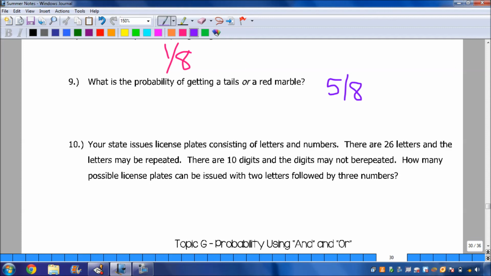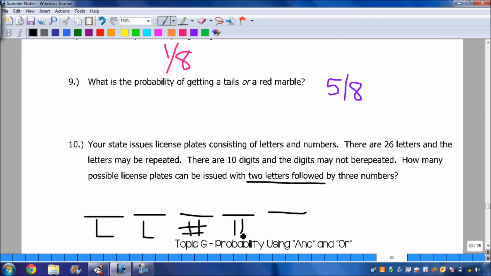So what I'm going to do is I'm going to write out my 5 lines, which represent each possible digit or letter in my license plate. Now the first one has to be a letter because it says that it's 2 letters followed by 3 numbers. So the second one also has to be a letter. The third, the fourth, and the fifth have to be numbers, okay?